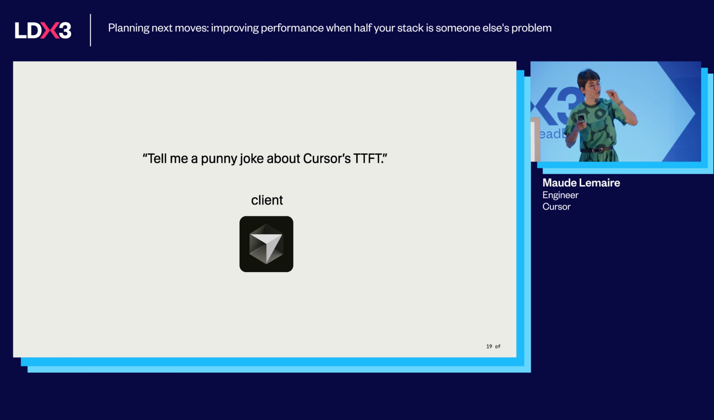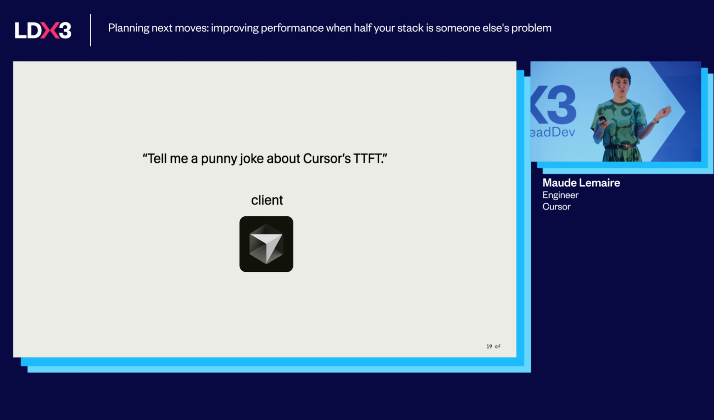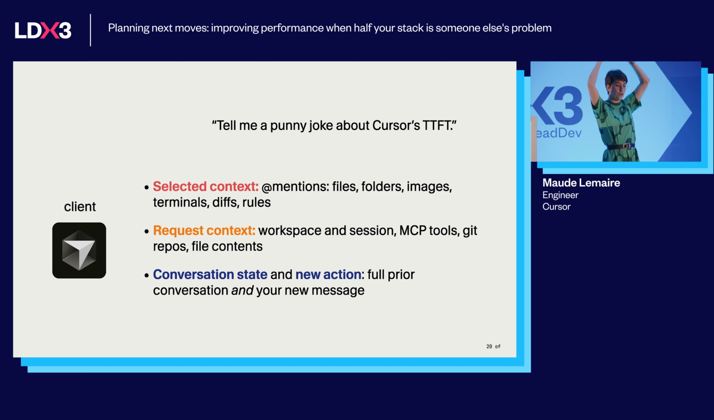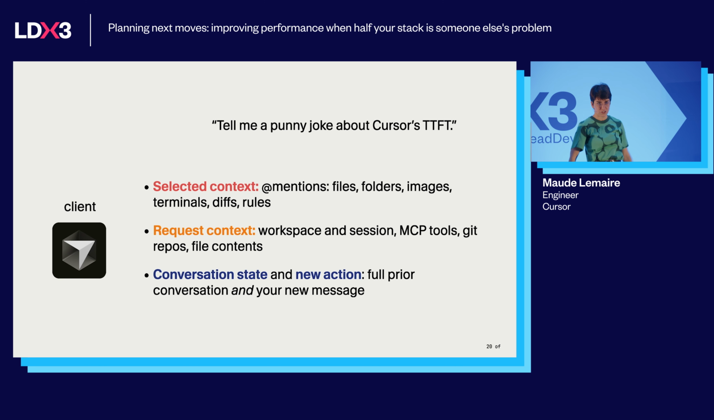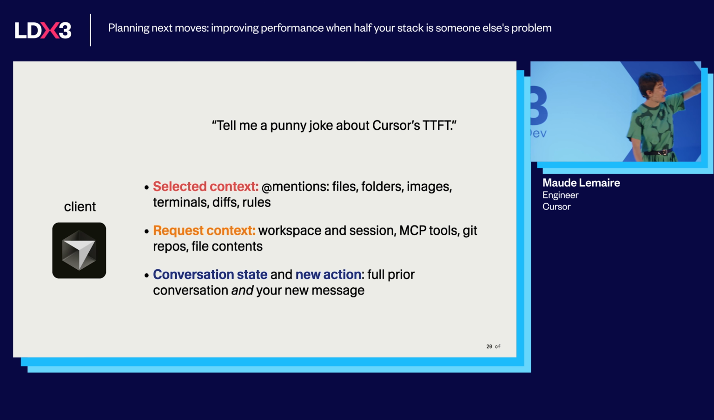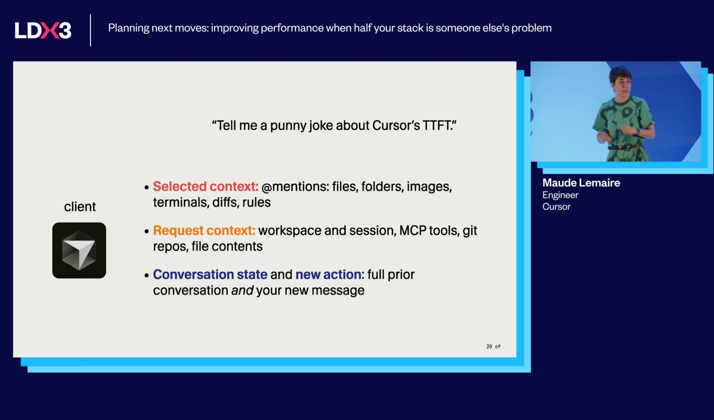To keep things simple, I'm going to start with new chats, clean new turns, and then we'll talk about subsequent turns later. So, at a high level, we can send a request: tell me a punny joke about Cursor's TTFT. So there's selected context that the client builds up. This is all stuff that happens on the client before a single byte hits the wire.